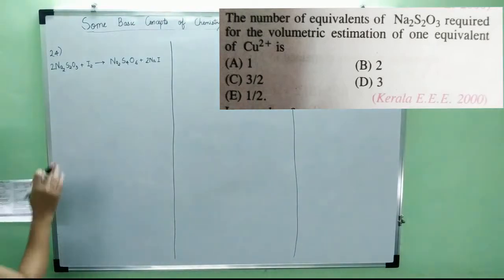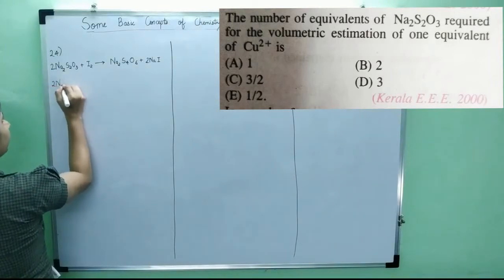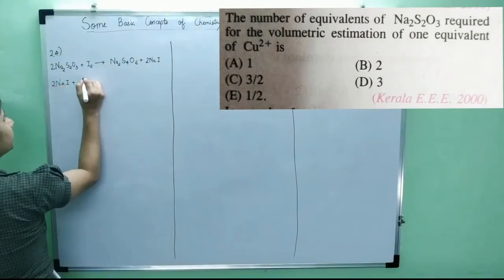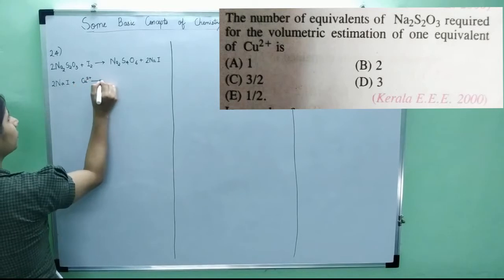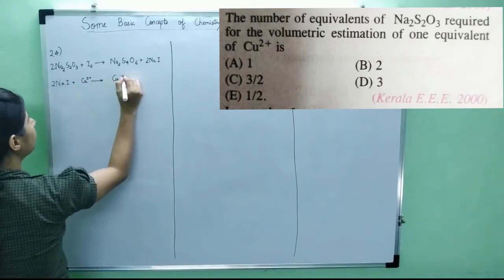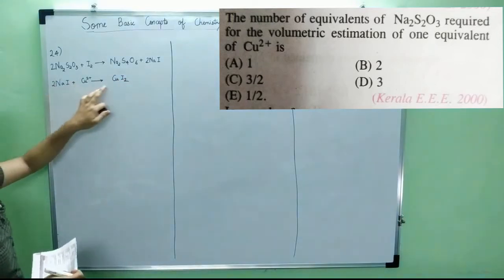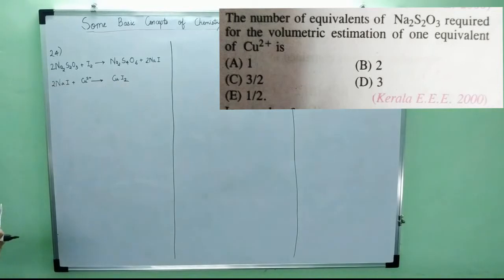Now this NaI: we have 2 NaI plus copper. So we use copper to find iodine. This forms CuI2. There are 2 iodines, so this is a balanced equation.